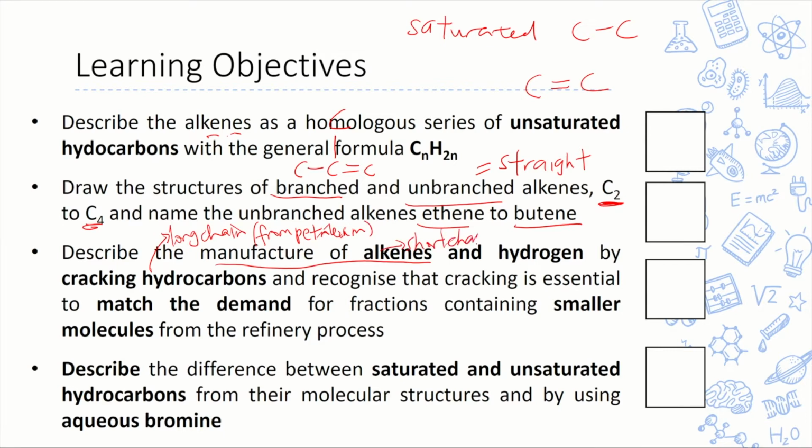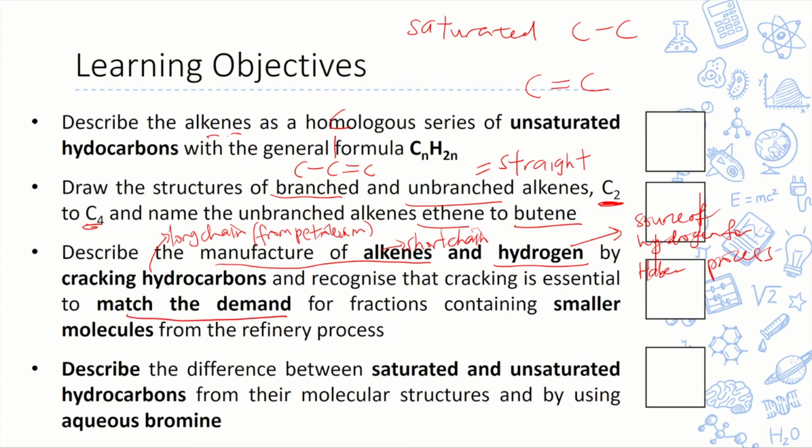And while it is being cracked to form alkenes, hydrogen can also be formed. So this is the source of hydrogen for Haber process in ammonia. The reason why we crack long chain of hydrocarbon to form shorter chain of alkenes is because long chains are less flammable. They are harder to undergo complete combustion and then they will produce soot. So shorter chains are more flammable. That's why the demand for it is higher.